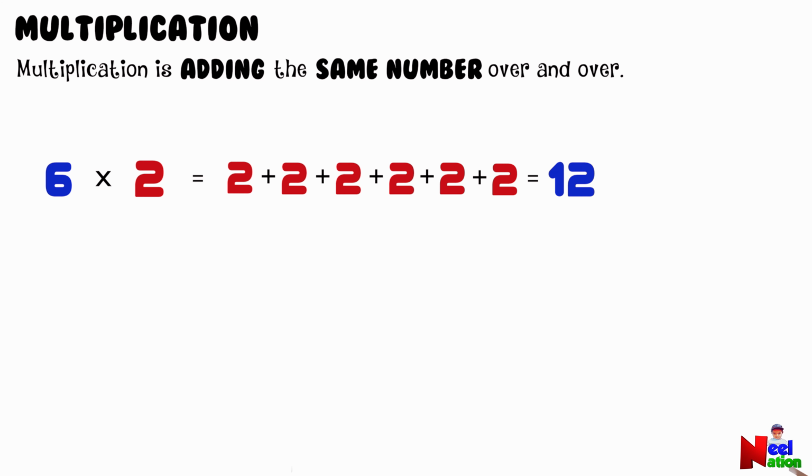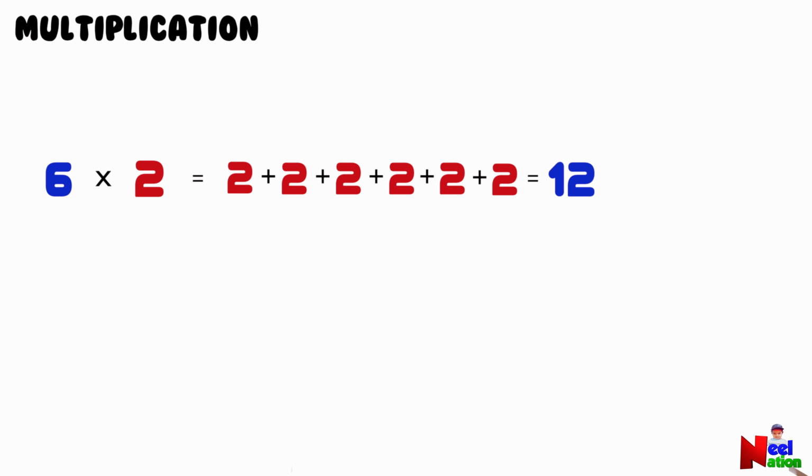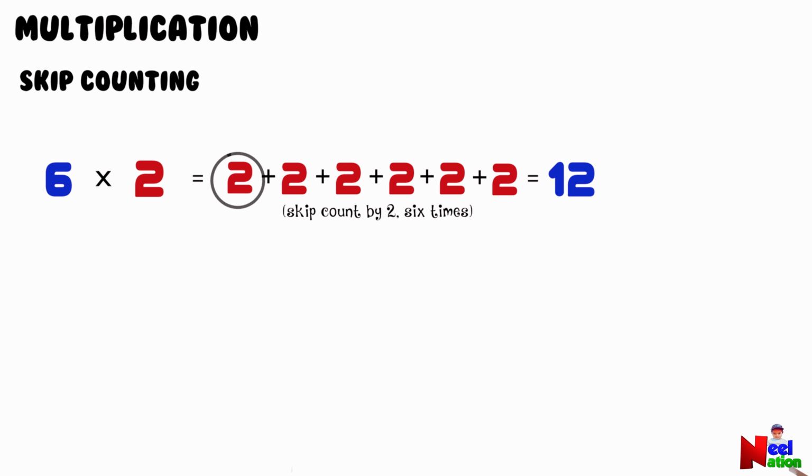The easiest and quickest way to start doing multiplication is by skip counting. We count by 2's 6 times. Here we start at 2 and skip count by 2 6 times. 2, 4, 6, 8, 10, 12. We reach the same answer. 6 times 2 is 12.